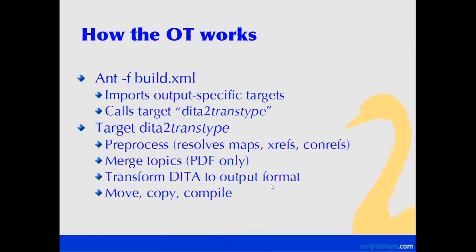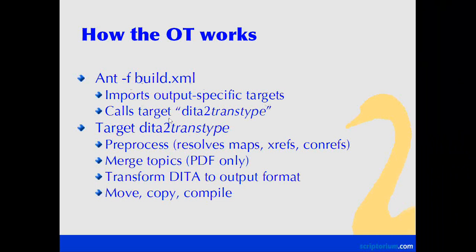Just a bit on how the Open Toolkit works. So we say ant -f build.xml, and build is, like I say, an ant project file, and through the magic of the plugin architecture, it contains import commands for a whole number of other ant project files for all the various output targets. And so there's a target called DITA to PDF. There's a target called DITA to ODT, another one called DITA to HTML help. So all these targets exist in the build.xml file.